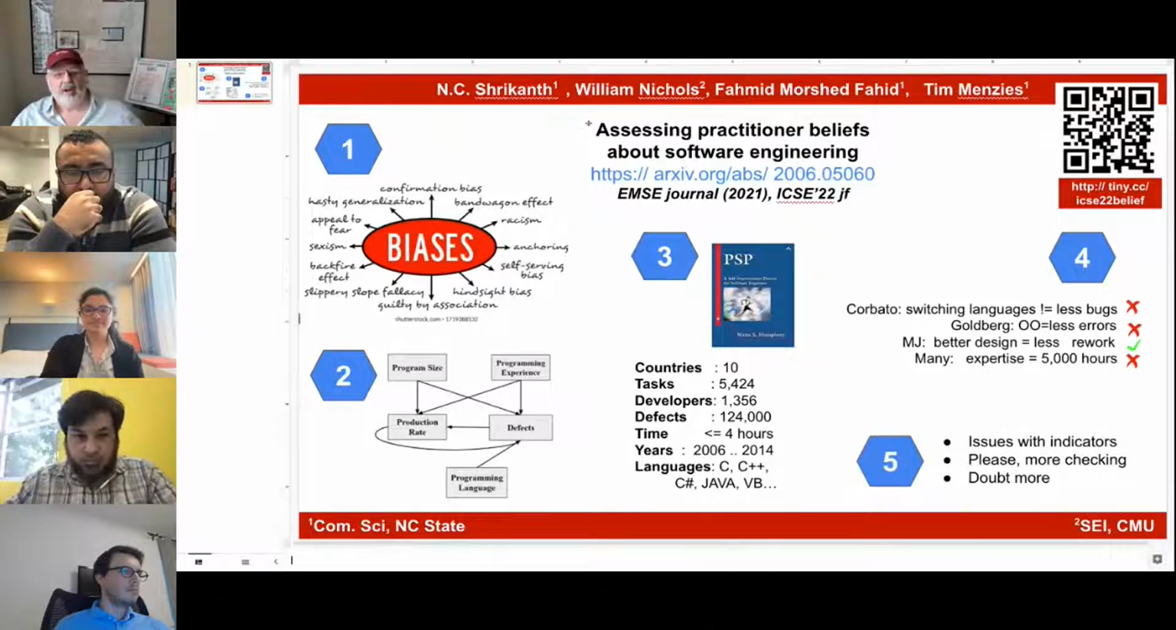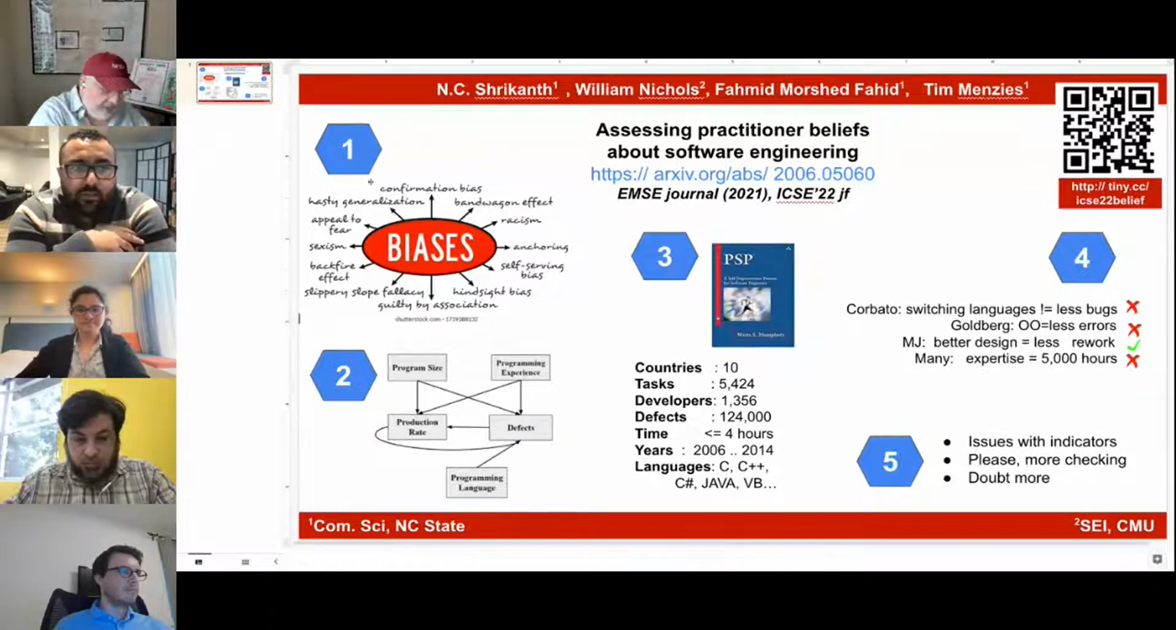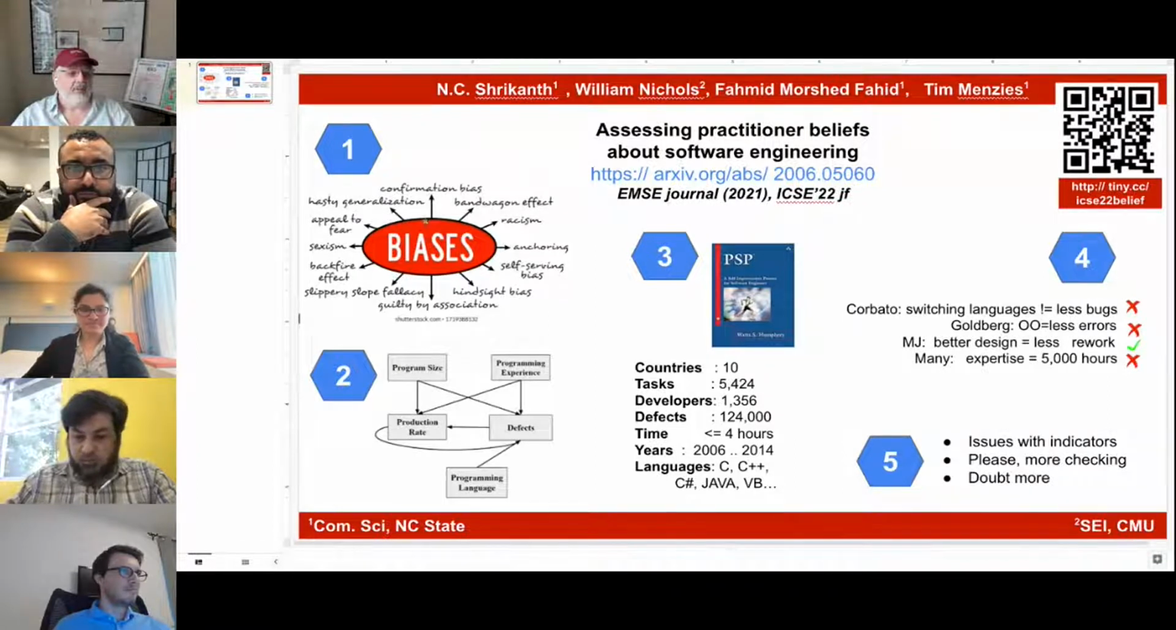Well, if you go to the Wikipedia page on human cognitive biases, you will find 153 ways that people typically get things wrong. Repeated experiments show that humans get things wrong all the time. So if we ask what we really think about how programmer experience affects productivity, or how programming languages affect defects, or how program size affects defects, we find a variety of beliefs, but we don't find much evidence that actually checks those beliefs.